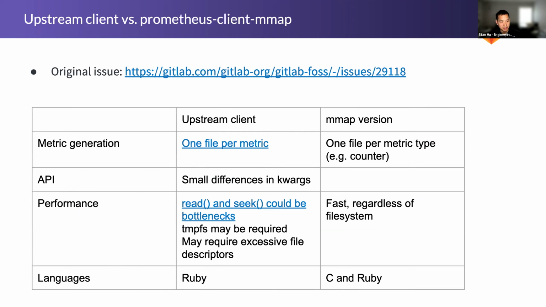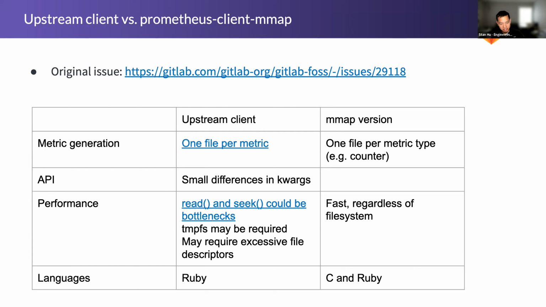I just want to highlight some of the differences between the upstream client. We generate, as you saw, one file per metric type, but in the upstream client, they actually generate one file per metric. So if you imagine we have 50,000 metrics, that could be 50,000 files times the number of processes you're running. It's a lot.